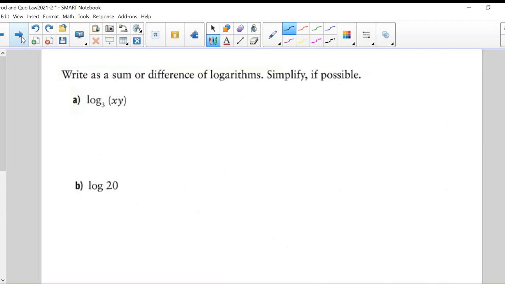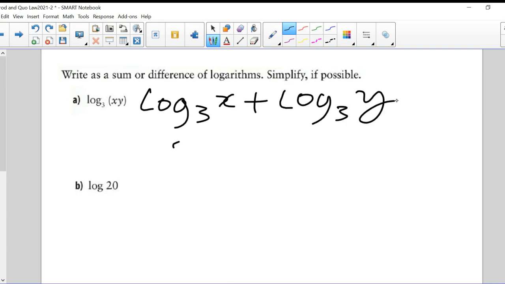How about this one? Write as a sum or a difference. It's kind of the other way around. Last time we had sums and we had to put it as 1. Now we're going to take 1 and try to split it up into a product, into a sum. So in this case, my answer would be the log base 3 of x plus the log base 3 of y. Okay, but again, I have to have a restriction, and that restriction says that both x and y must be greater than 0.